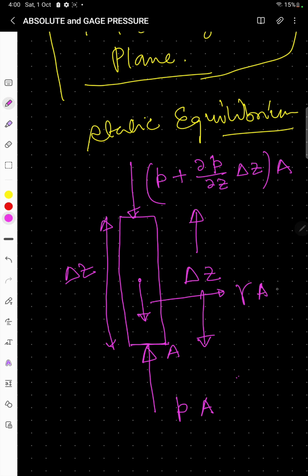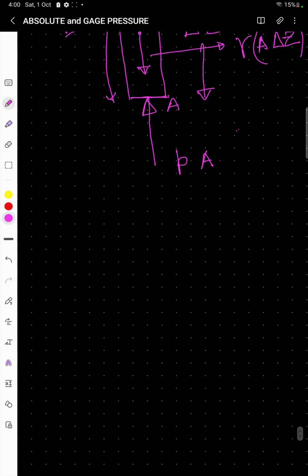So A delta z, that will be your volume, sorry, weight. Okay, now let's write the equilibrium equation. The equilibrium equation will be that the summation of all forces in this direction, so this is our z direction, the summation of all forces in this direction is 0.